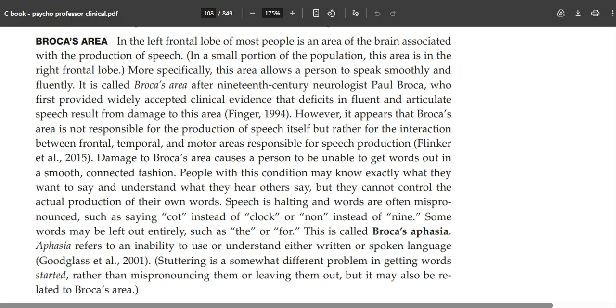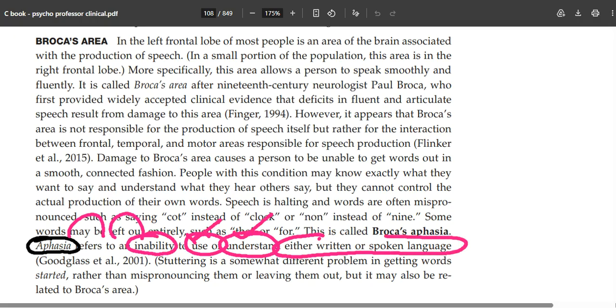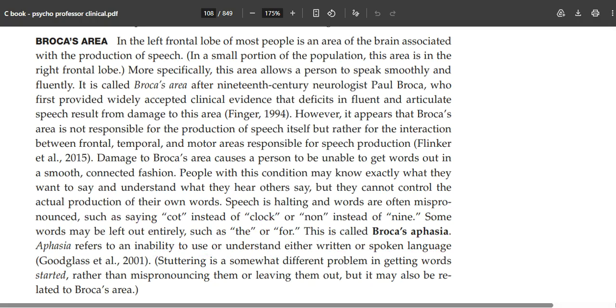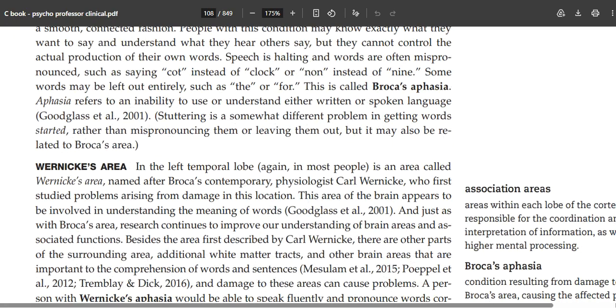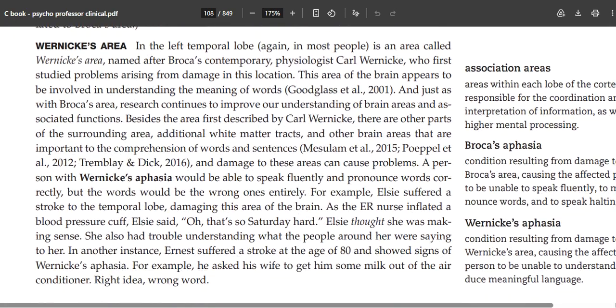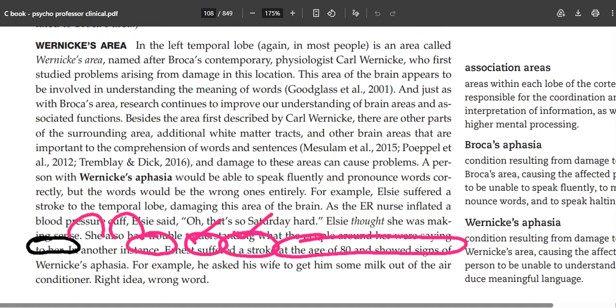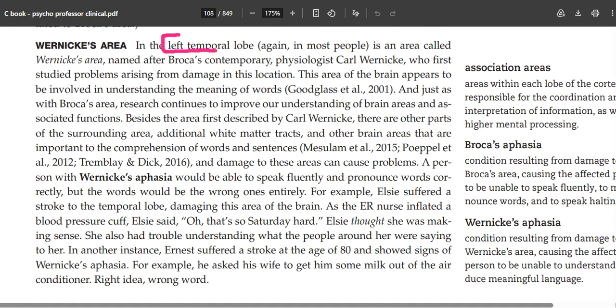Aphasia refers to, and this is a PYQ as well, an inability to use or understand either written or spoken language. Now this is good. Now we will move towards the next one, that is your Wernicke's area. Where is it located? It is located in the left temporal lobe.